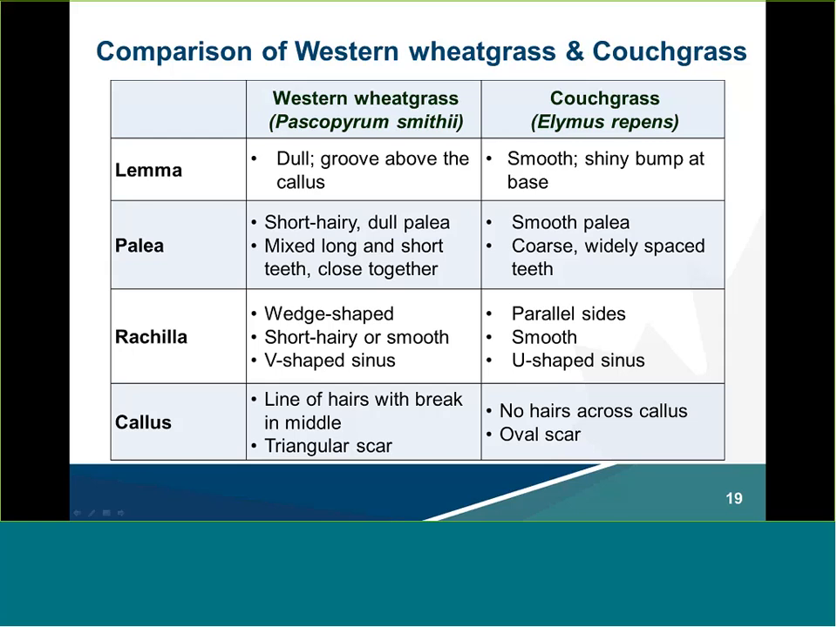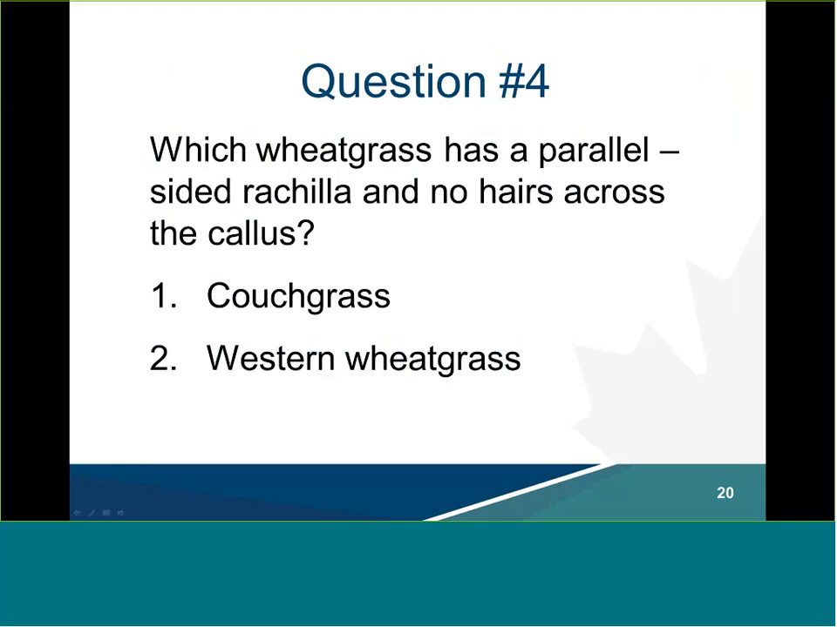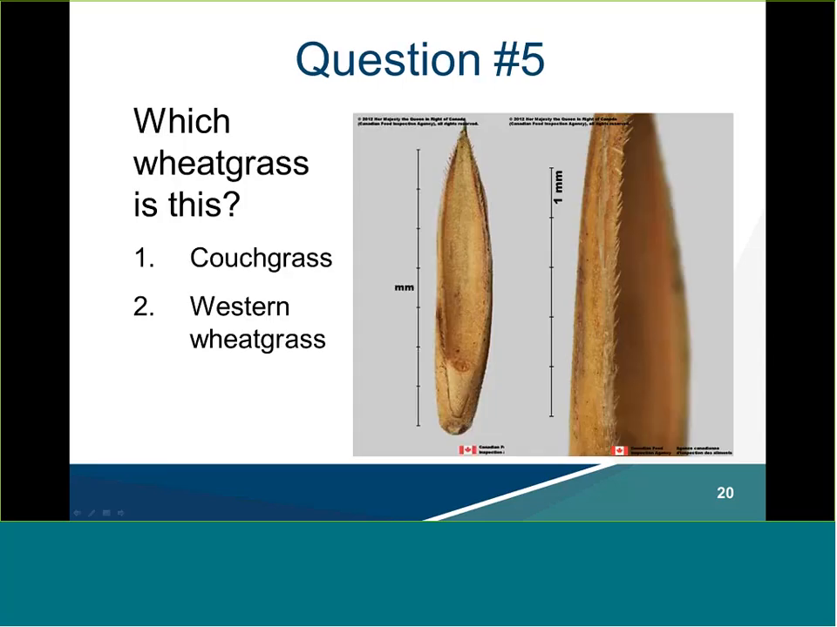All right, let's go on to our first question. Which wheatgrass has a parallel-sided rachilla and no hairs across the callus? Remember I said that was clean-shaven. You have a 50-50 chance, but I know you folks have picked up everything. Couchgrass or western wheatgrass? Couchgrass. It is the couchgrass. Parallel-sided rachilla, no hairs across the callus, clean-shaven.